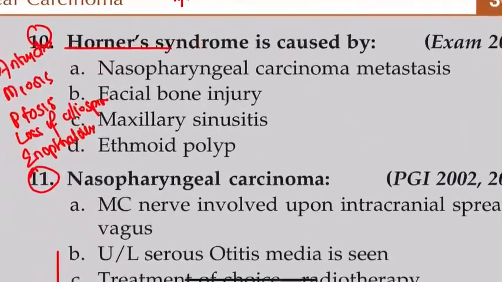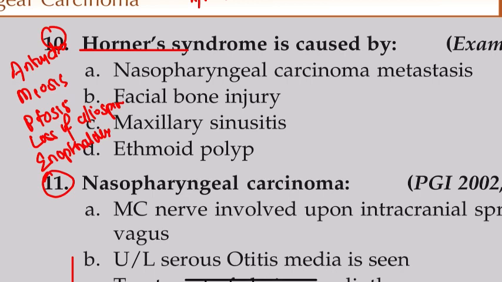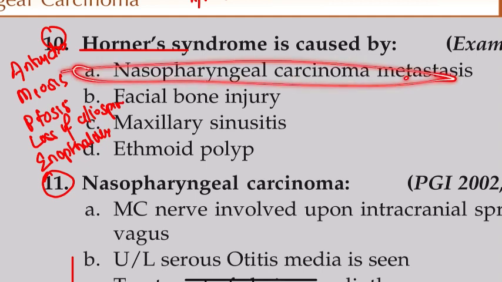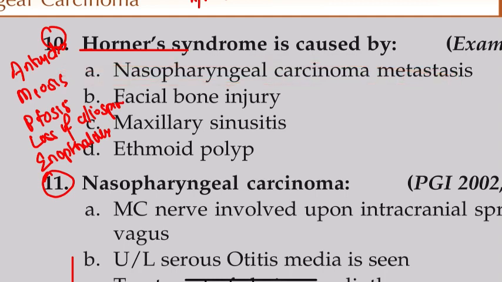Okay, Horner syndrome is caused by, right? Now how does this Horner syndrome happen? It is caused by nasopharyngeal carcinoma metastasis, right? Nasopharyngeal carcinoma metastasis or direct extension lateral to the parapharyngeal space, post-styloid component, leads to involvement of the cervical sympathetic chain, which is known as Horner syndrome, right? Talking about Horner syndrome, the signs are anhidrosis, miosis, ptosis, loss of the ciliospinal reflex, right? And then another is enophthalmos, right?